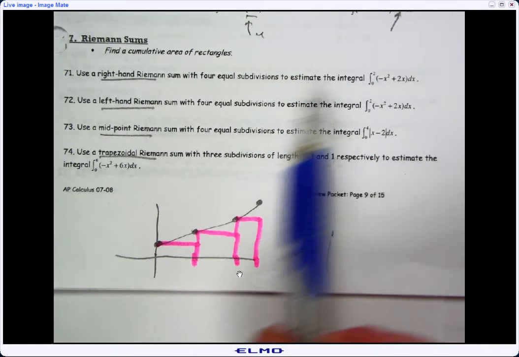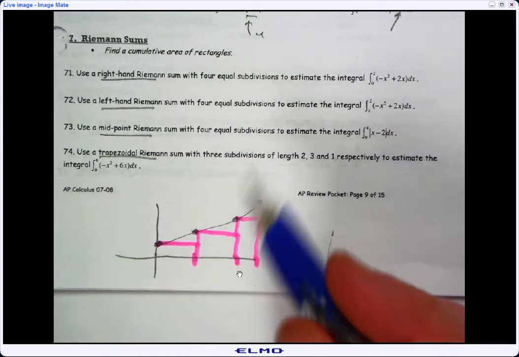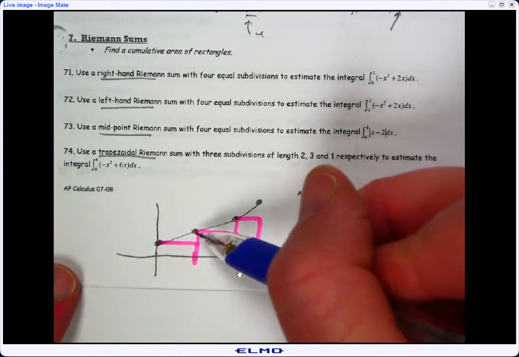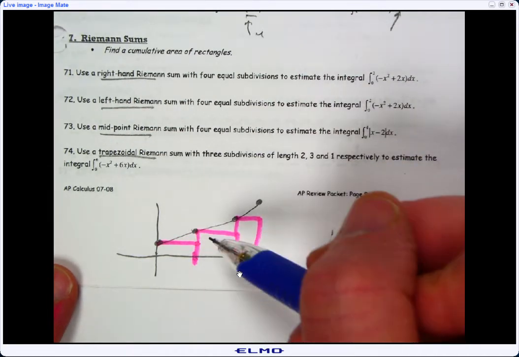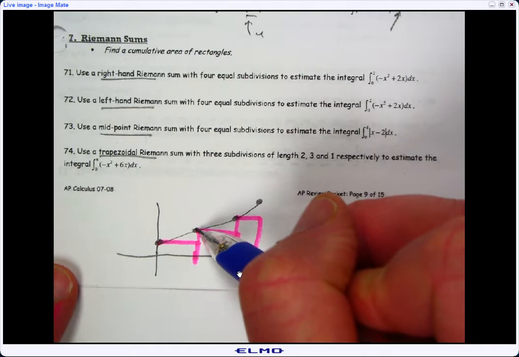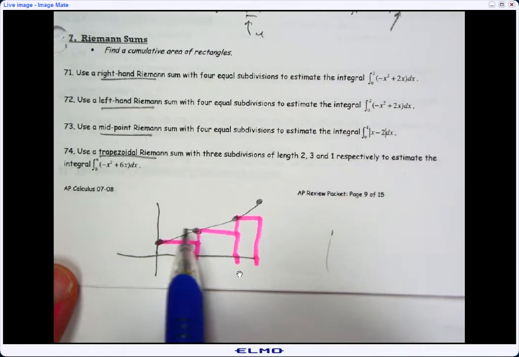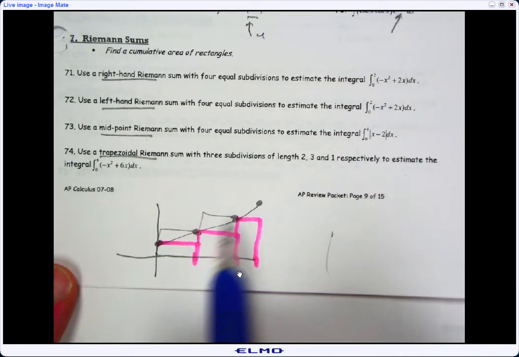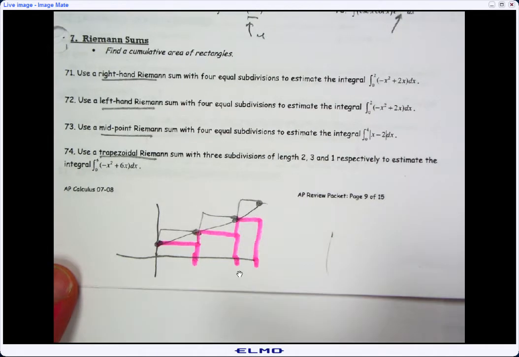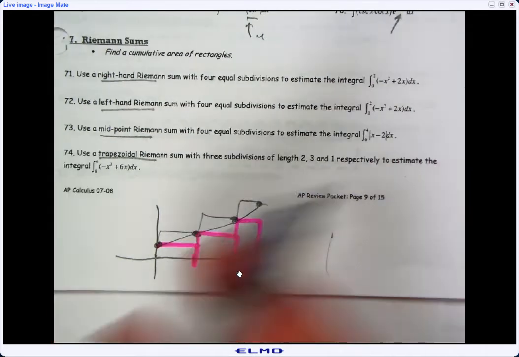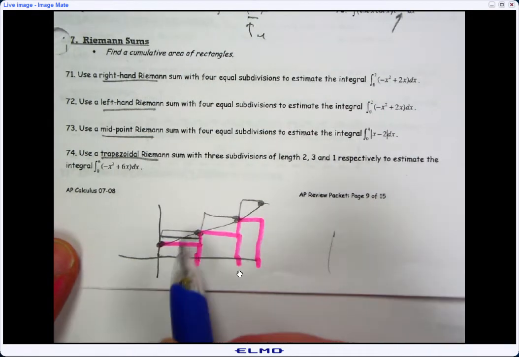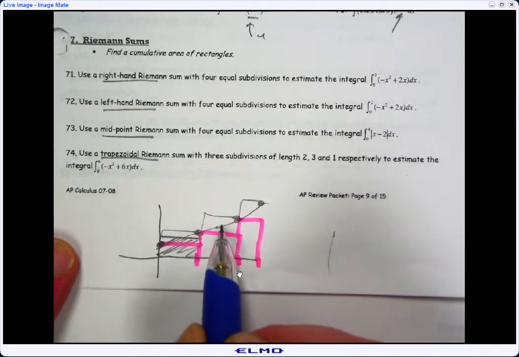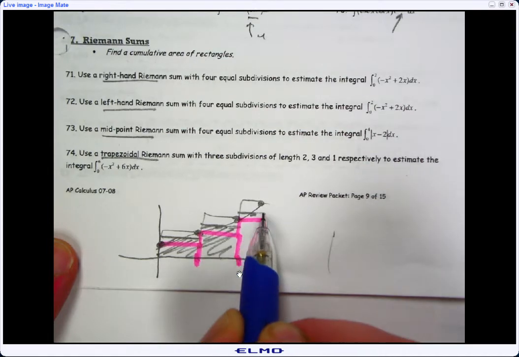A right Riemann sum would be doing the same interval, but starting at the right endpoint of the interval when you work this. So right over and down, right over and down, right over. So this would be an overestimate. Midpoint would be in the middle and down, middle and down, middle and down.